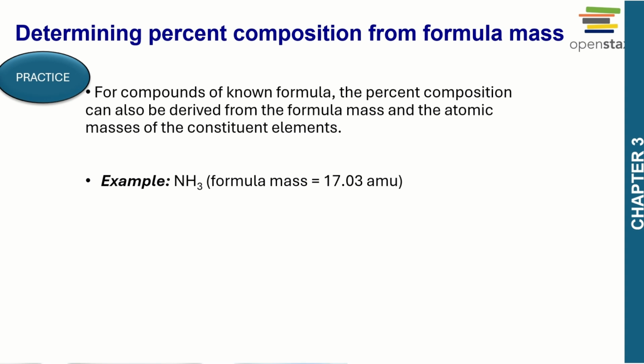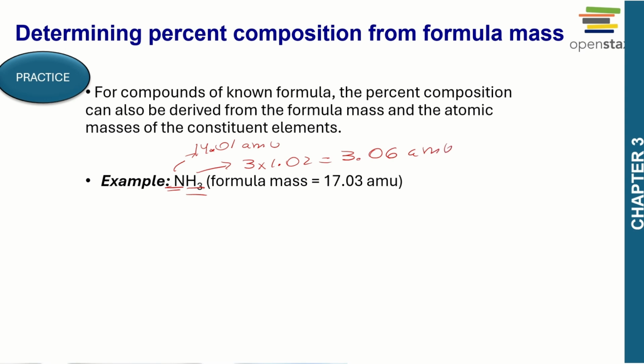For compounds of known formula, the percent composition can also be derived from the formula mass and atomic mass of the constituent elements. So here we have a formula mass of ammonia, which is 17.03. To find the percent of nitrogen and the percent of hydrogen, I need to know the atomic mass units for those elements by themselves. Nitrogen is 14.01 atomic mass units, and the hydrogen is 3 times 1.02, which will be 3.06 atomic mass units.